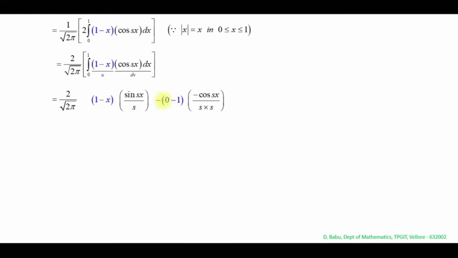Next alternate sign, minus plus. So differentiate the blue bracketed term. So differentiation of minus 1 is 0. Hereafter all terms are vanished. So we stop the process.